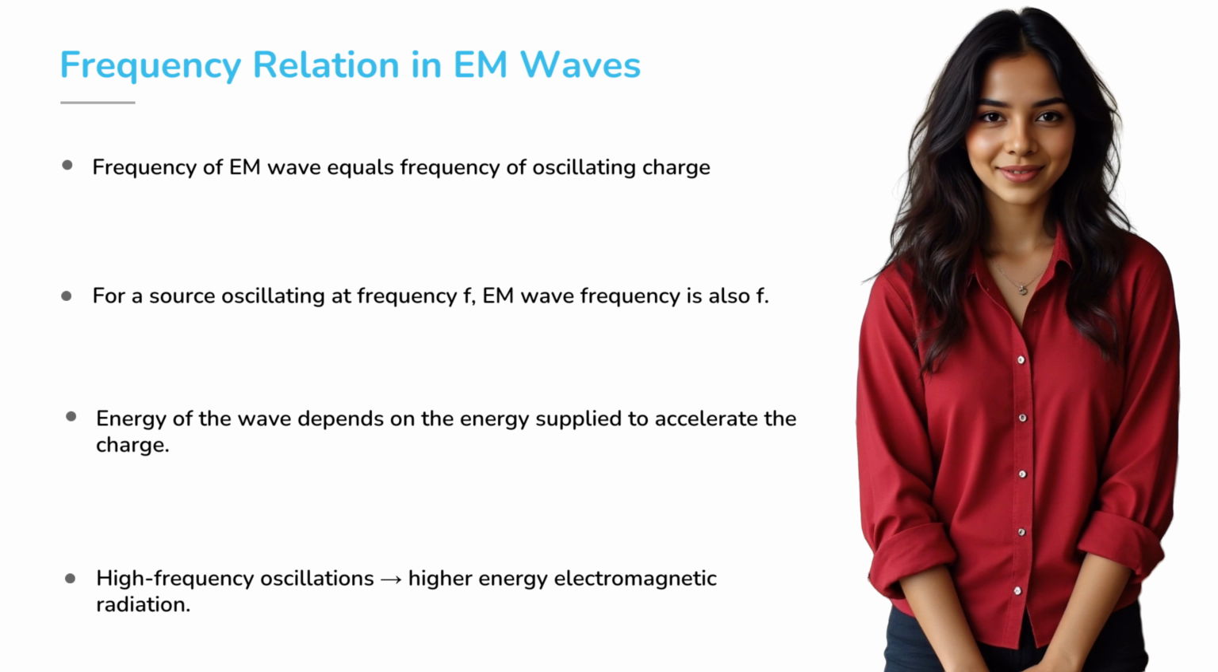So what decides the frequency of these electromagnetic waves? Very simple, it's the frequency of the charge's oscillation. If the charge wiggles back and forth 1,000 times per second, the electromagnetic wave also has a frequency of 1,000 Hertz. This is why high-frequency oscillations give rise to high-energy radiation like ultraviolet or X-rays. And lower-frequency oscillations give us radio waves. The wave simply inherits its frequency from its parent, the oscillating charge.